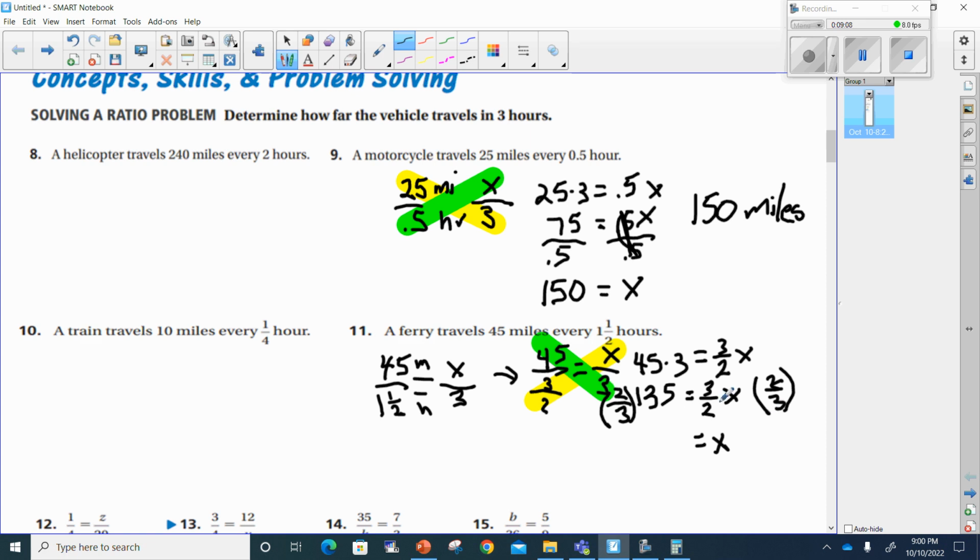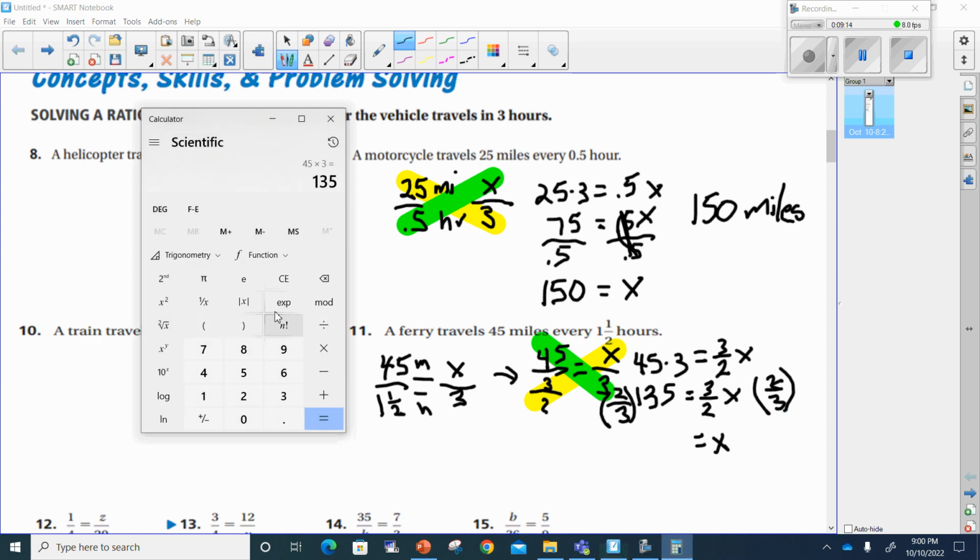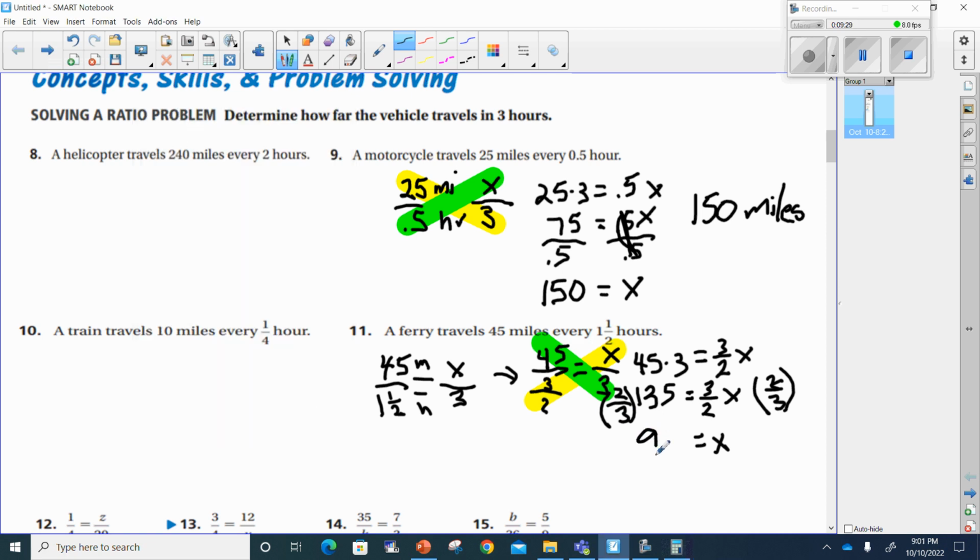Well, we can take 135, multiply it by 2, and then take that answer and divide it by 3. That gives us 90. So that means we're going 90 miles.